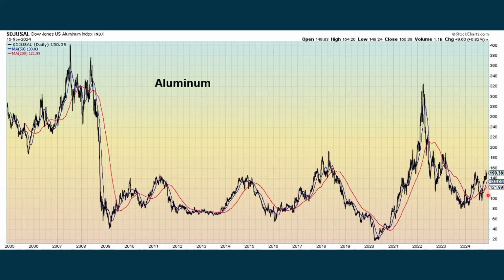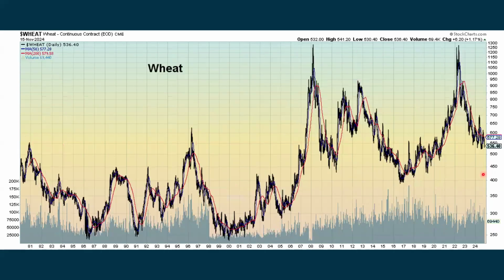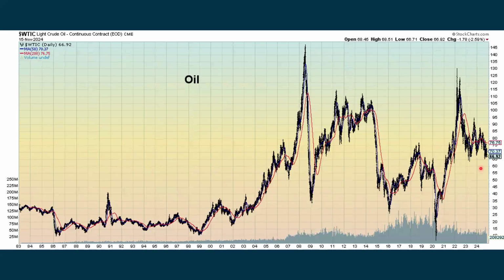And it is in an uptrend with aluminum. Corn is continuing to be in a downtrend. Wheat is also in a downtrend. We keep an eye on fertilizer, which has been dropping in price recently.